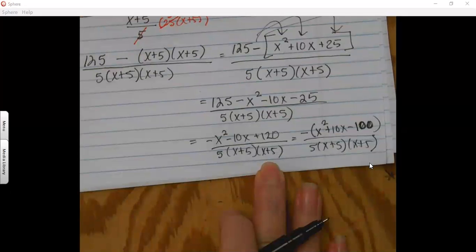And I didn't ask you for excluded values, but if I did, what would the excluded value be? Negative 5.